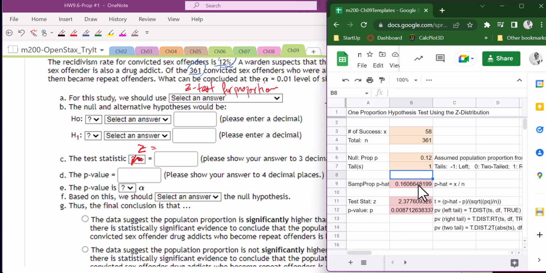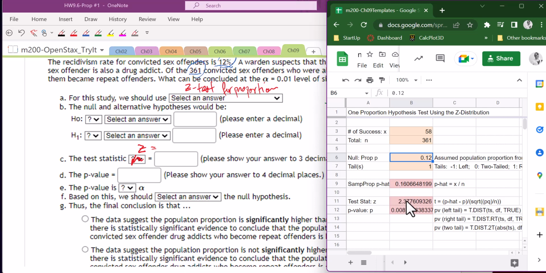here are the values. So just immediately looking at the sample proportion, we're looking at 16%. That's bigger than 12%. Now this whole test is actually checking, is it really significantly bigger than 12%? Or is it just slightly bigger than 12% and it's really not out of the ordinary? So that's our decision-making process.